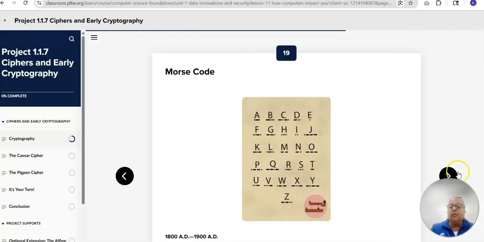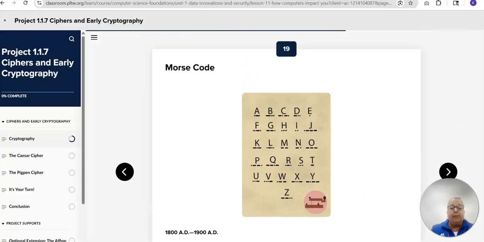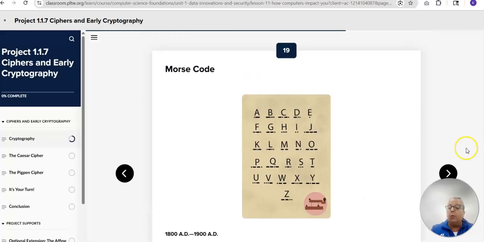So, Morse code, that's like dots and dashes. Does anybody know what 3 dots and 3 dashes stands for? It stands for SOS. That was very popular during some of the early world wars.